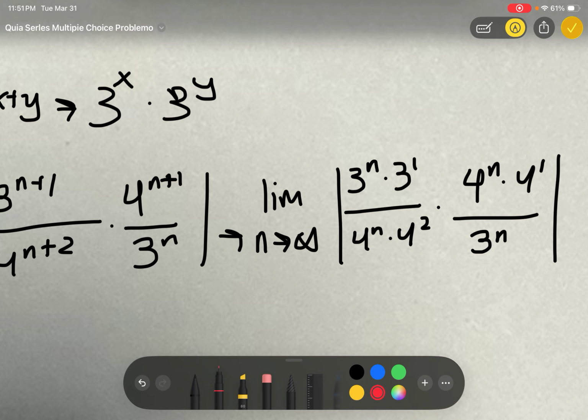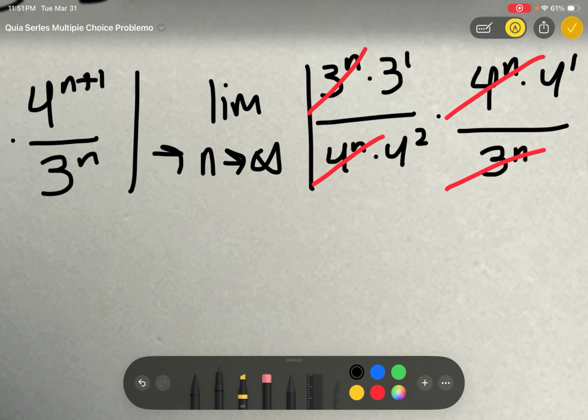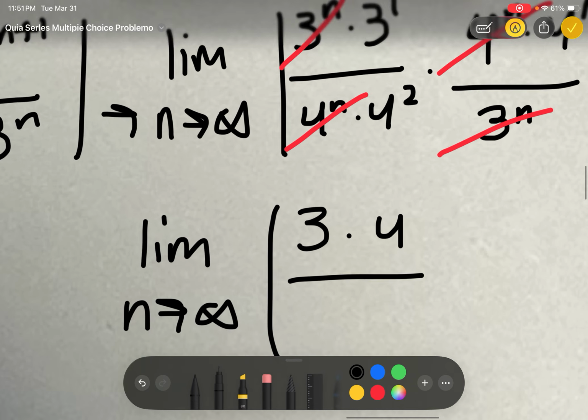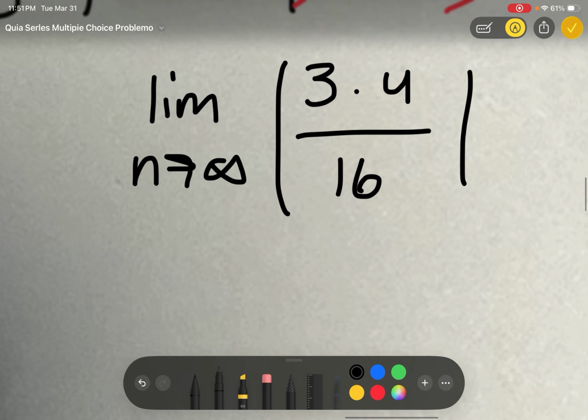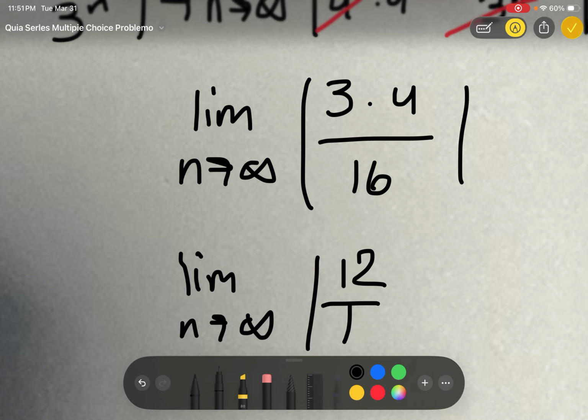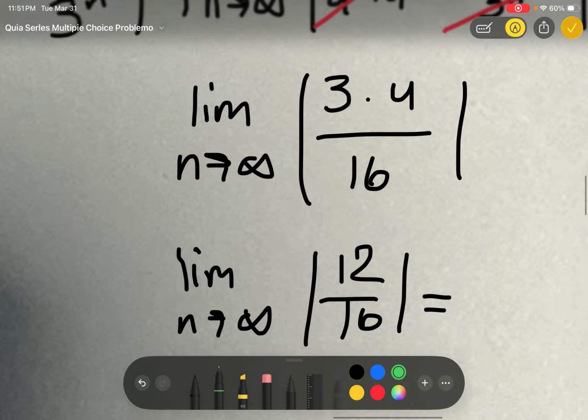So now we're going to do a cancel party. We cancel out like terms, 3 to the n over 3 to the n. What else is here? 4 to the n is also canceled. All we have is constants left, which is a really clean problem. So the limit as n approaches infinity, we're going to rewrite that. 3 to the power of 1 is just 3. 4 to the power of 1 is just 4. 3 times 4 over 4 squared, which is just 16. And then 3 times 4 is going to be 12 over 16, which simplifies to 3/4.